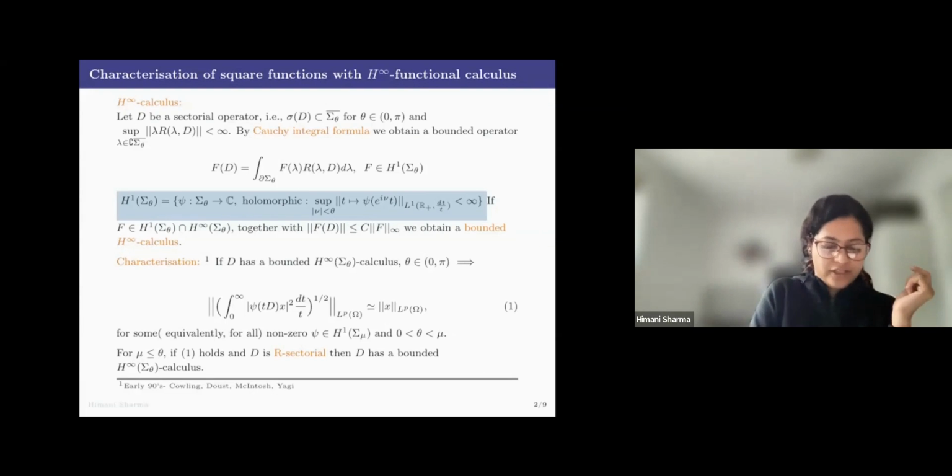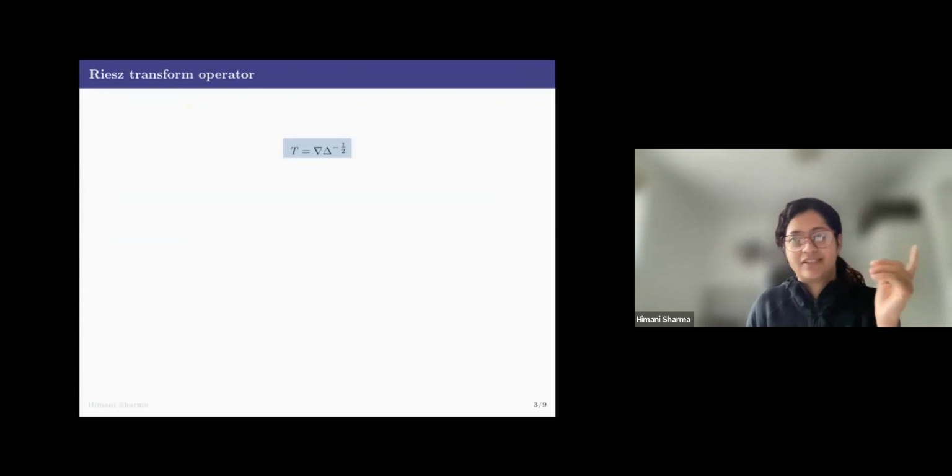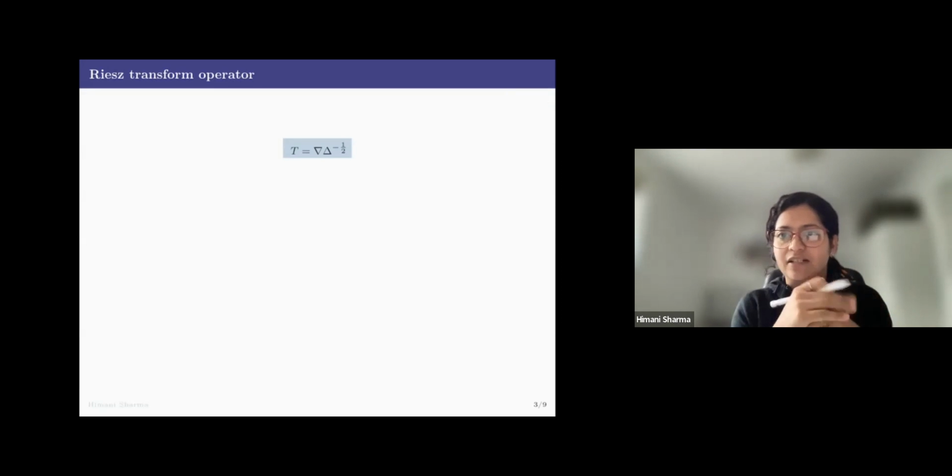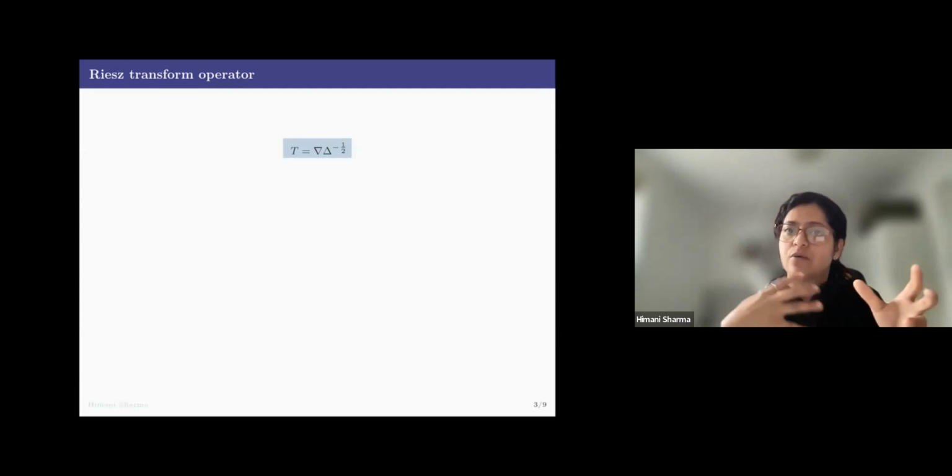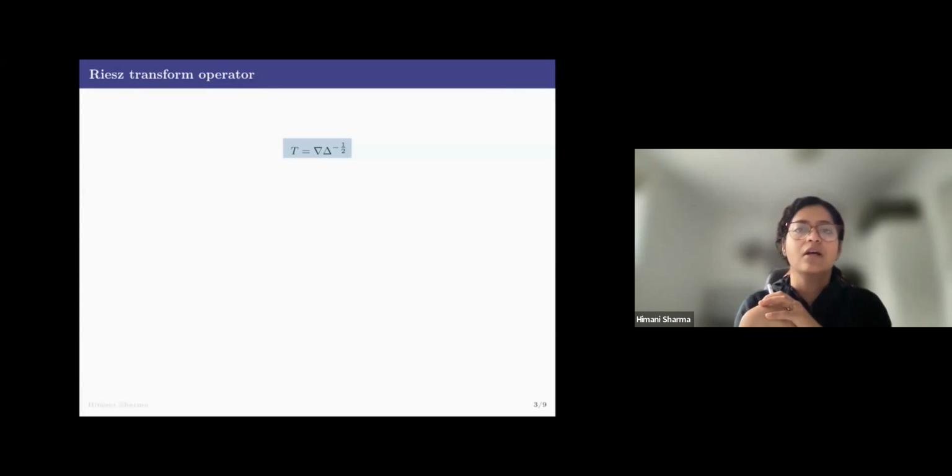Another important ingredient, I would say, in the study of square functions is the Riesz transform operator. Moving on to that, the Riesz transform operator here is nabla times the square root of the Laplacian inverse, but you can also have an operator of the form nabla L to the power minus half, where L is taken to be a non-negative self-adjoint operator. Usually people also take L to be other operators. Here I have taken just the Laplace operator. It could be a Schrodinger operator with non-negative potential as well. Okay, so I'm going to work with the Laplace operator only.